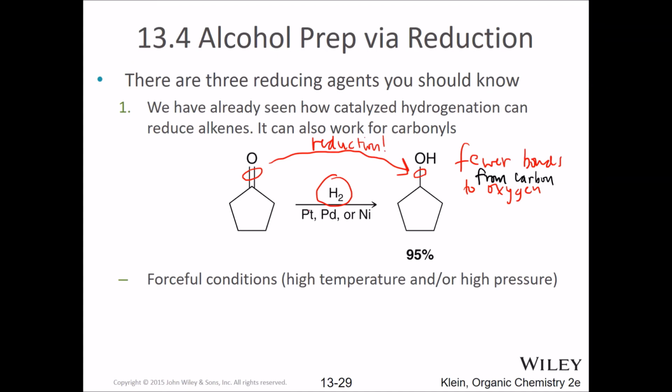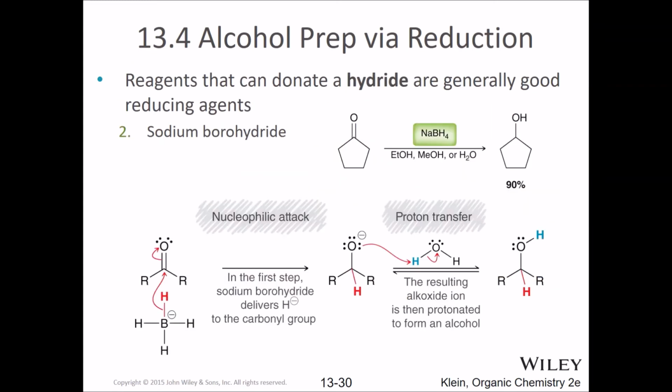Okay, and here's our first reducing agent, H2. This is typically done in extreme conditions such as high temperature and/or pressure. So H2 is the first reagent that we've got to do that. Okay, the next one is sodium borohydride, NaBH4. And this is done either in ethanol, methanol, or I forget what the name of that stuff is. Ethanol, methanol, or that other stuff.